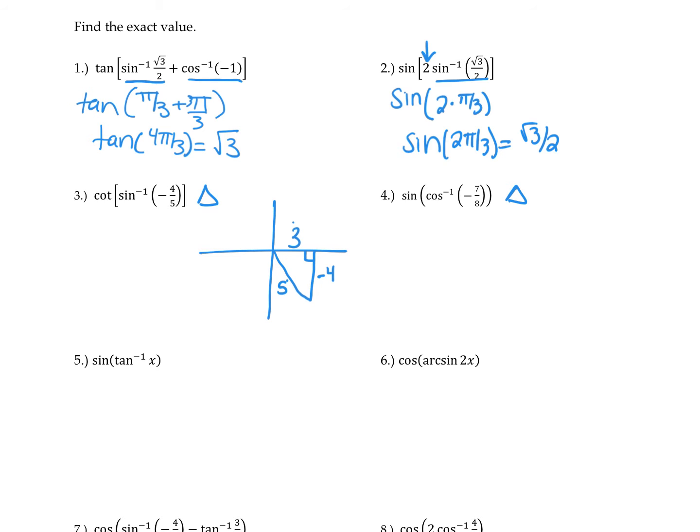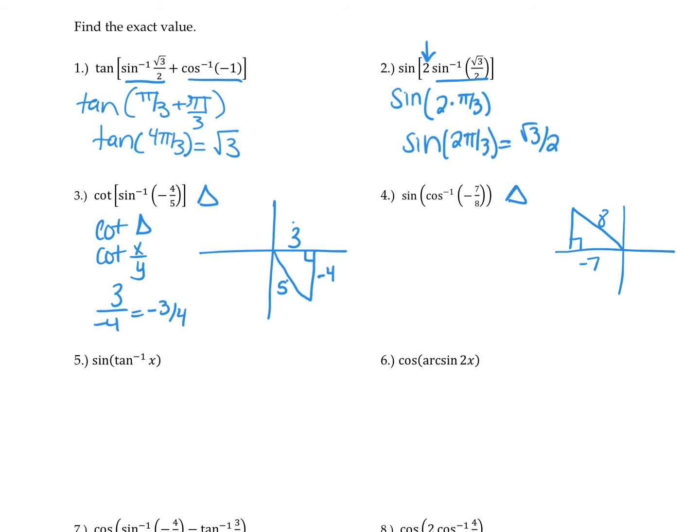Now they want me to find the cotangent of that triangle. I know the cotangent's x over y. So the answer would be 3 over negative 4, or negative 3/4. Same here, I have negative 7/8. I have cosine negative, so that's going to go in quadrant 2 with adjacent over hypotenuse, or x over r.